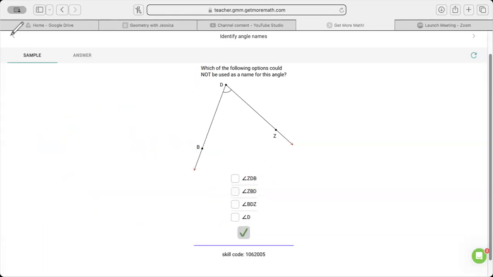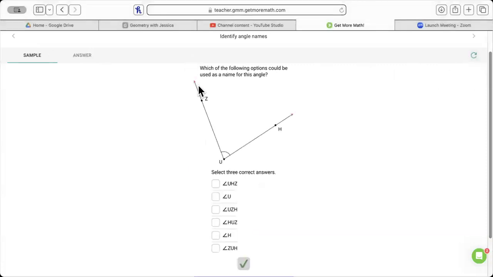All right, let's look at the next one. All right, which of the following options can be used? So this one, we're looking for the ones that are true. It says UHZ. But again, U is our vertex. That means that that cannot be it. And we're selecting three correct answers here, by the way. Angle U, we can use that.